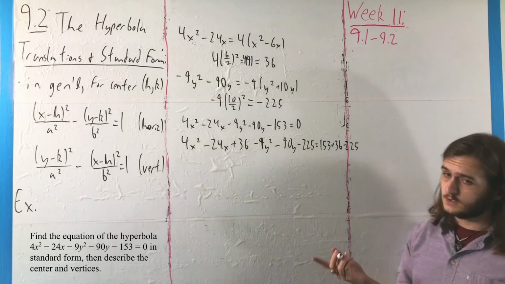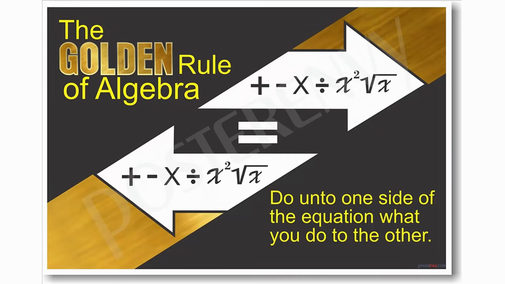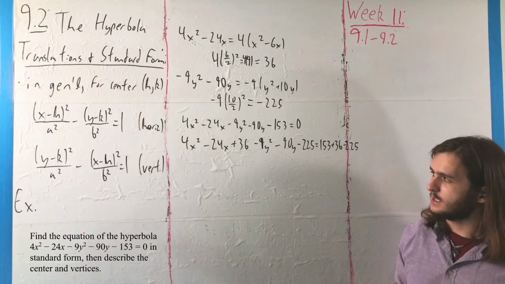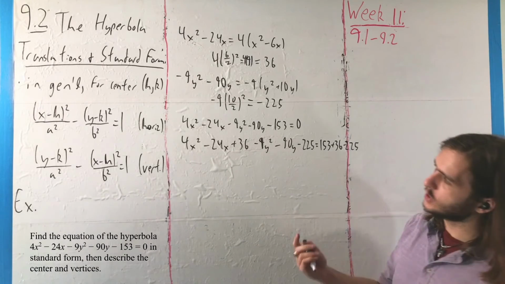Everything we do on one side, we got to do the other. That's the most fundamental rule for algebraic manipulation. You can't do unto one as you wouldn't unto the other. Got to be done.